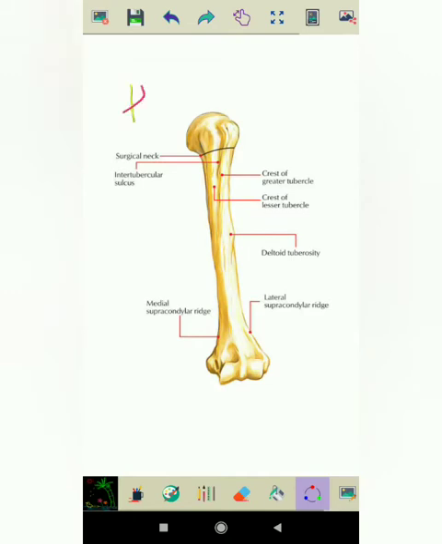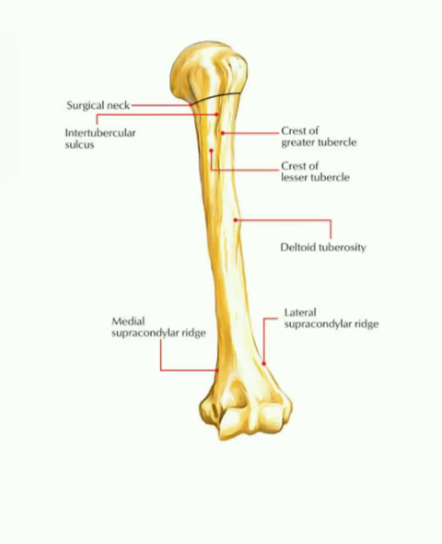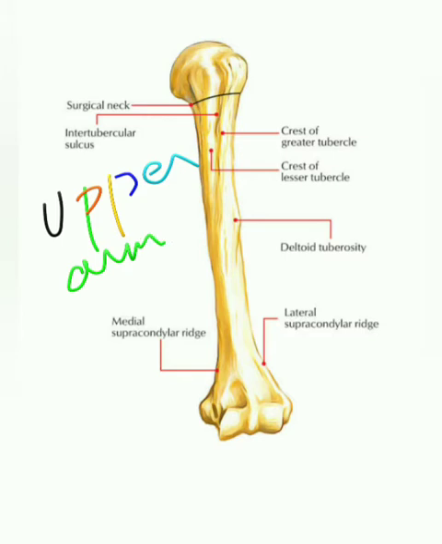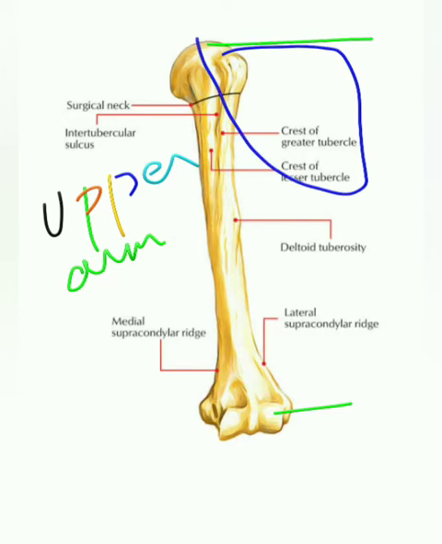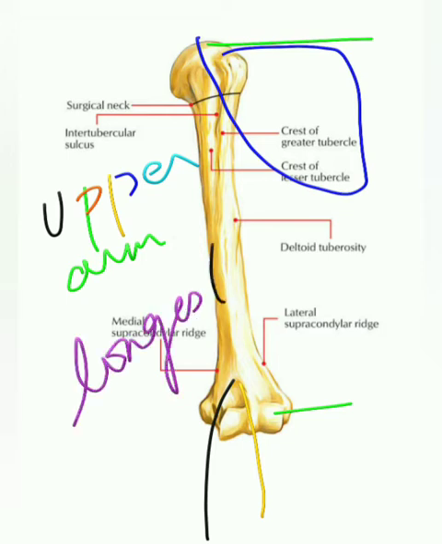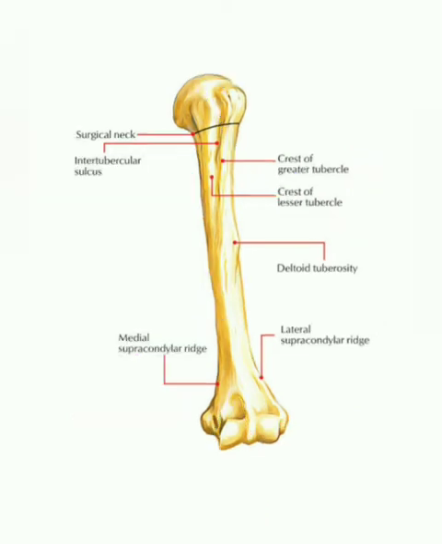So first one is humerus. So humerus is the bone in the upper arm and it runs from shoulder to the elbow and it articulates with the scapula at the shoulder and with the radius and ulna at the elbow, and it is the longest bone of the upper limb. It has two extremities and a shaft. So this long narrow portion is the shaft.